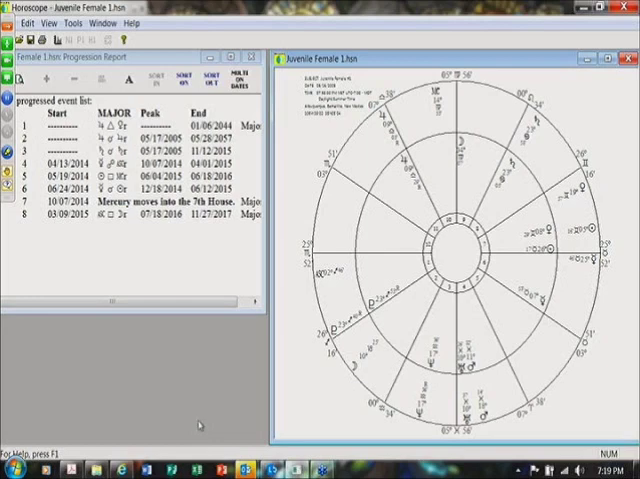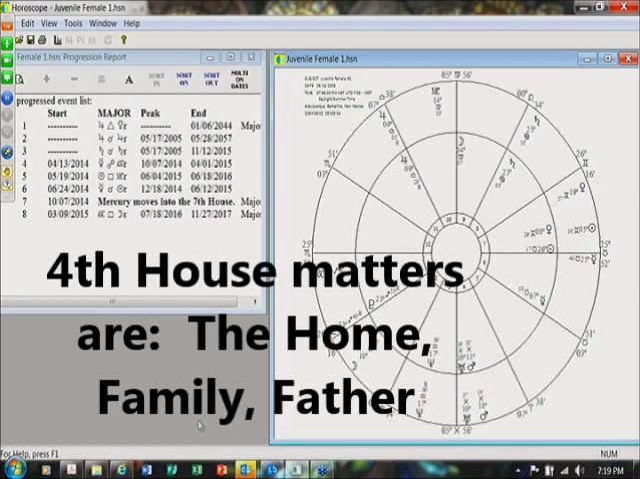But going back to the first house, one thing I failed to do, there is a second planet that is a co-ruler. Does anyone know what the other co-ruler of the first house might be? Mars, because Scorpio has dual rulership. So we want to look at the position of Mars in this chart, and we would say that personal matters in juvenile female number 1's chart are influenced by 4th house matters. What are some 4th house matters, Andrew? The home. Home, family, father. Travel, yeah.